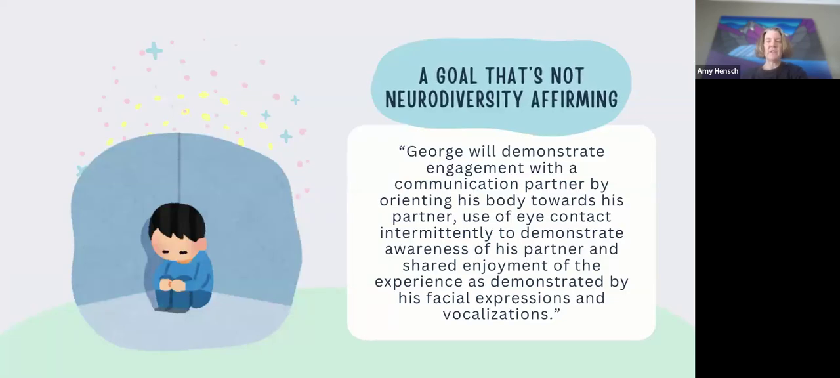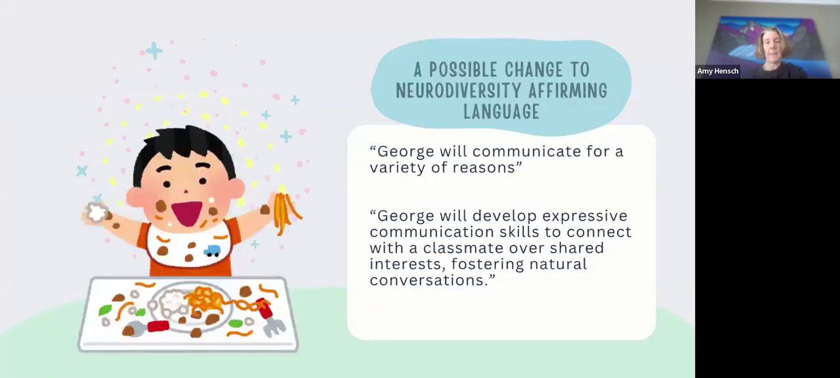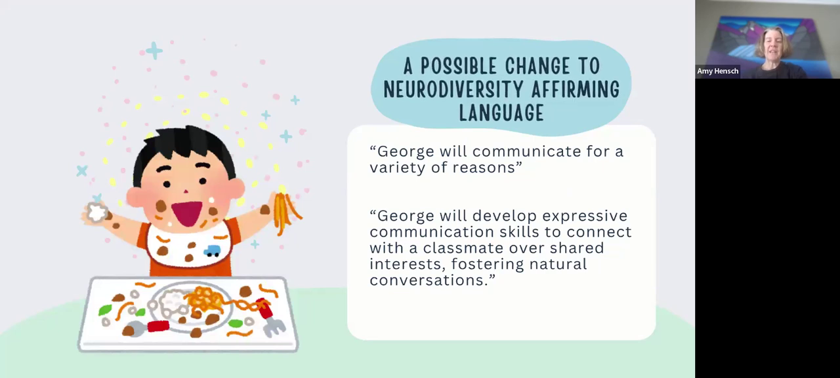Here's an example of a goal that's not at all neurodiversity affirming. When you consider making George use eye contact, maybe nodding his head or vocalizing that he understands. This does not at all appreciate where George may be and what his strengths are and his way to communicate. In a better way, we could say George will communicate for a variety of reasons. He'll develop expressive communication skills to connect. And this is where we can really support George and his classmates with their communication.